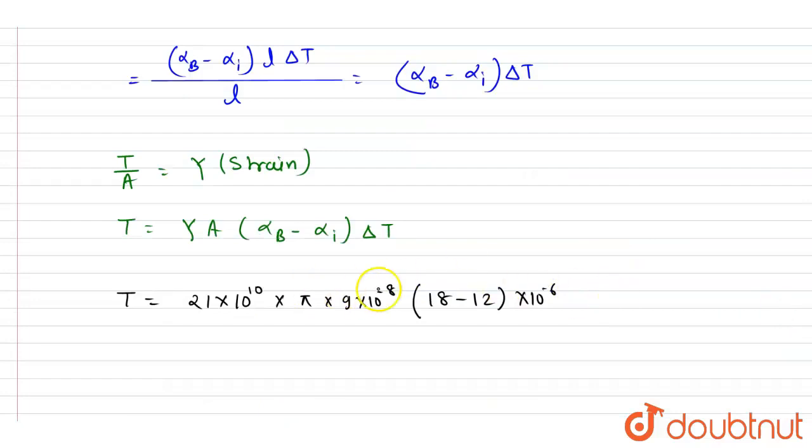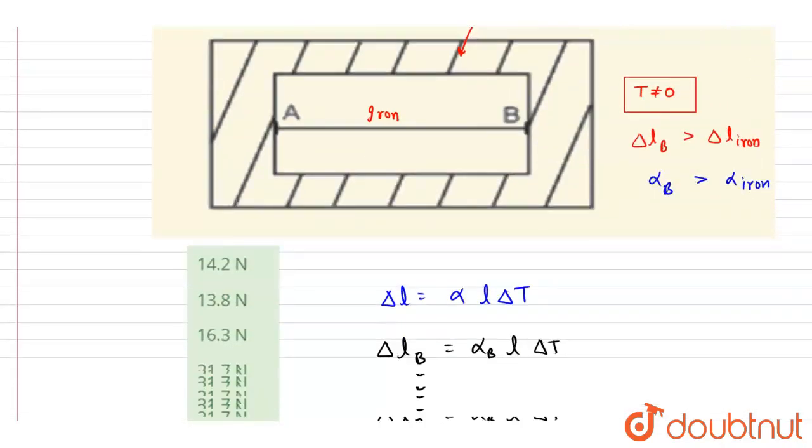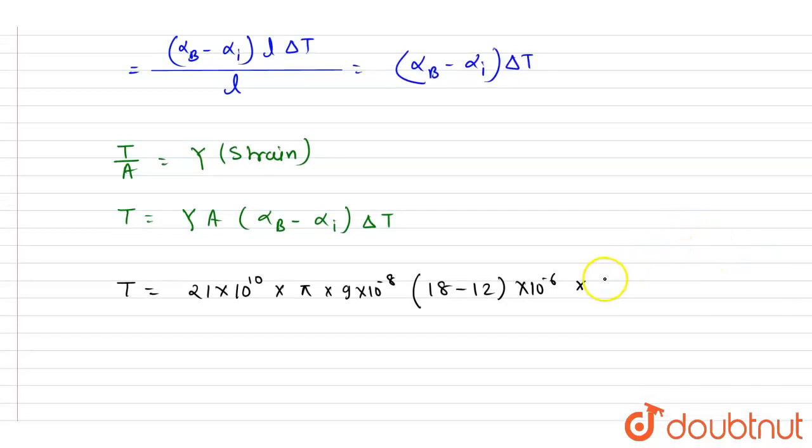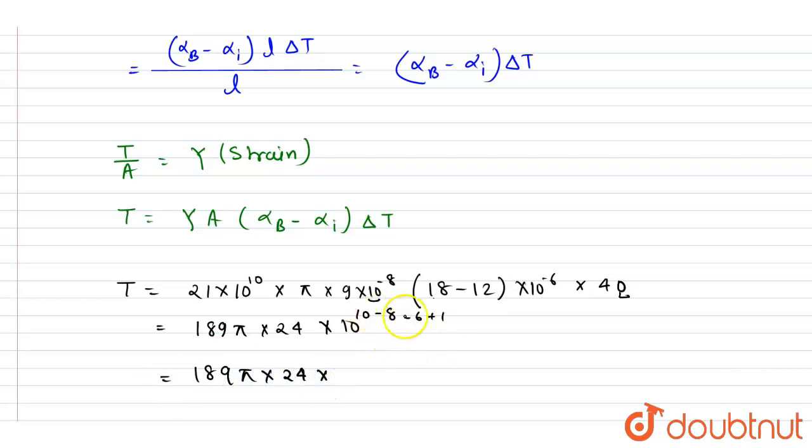Now, the change in temperature is already given in the question, it is 40 degrees Celsius, so I will write 40 here. So it is 21 into 9, which is 189 pi, into 6 into 4, which is 24. Here it is 10 to the power 10 minus 8 minus 6 plus 1. After solving, we got 189 pi into 24 into 10 to the power minus 3.